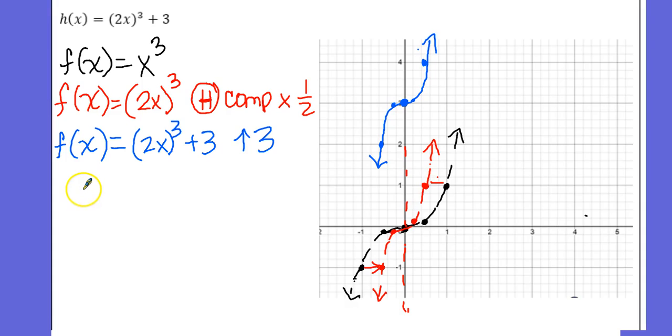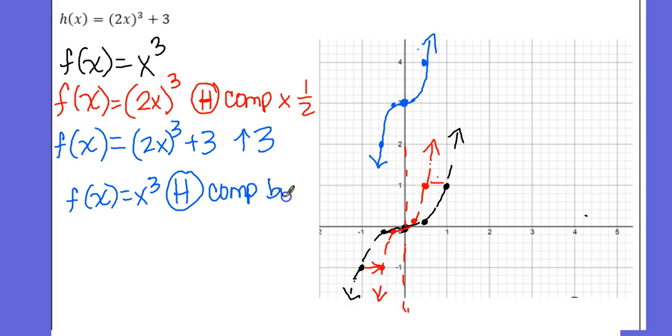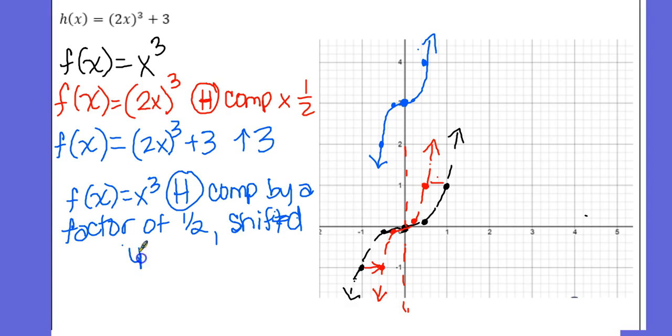Okay, so description, f of x equals x cubed, was first horizontally compressed by a factor of half. You got it. And then shifted up 3. I got to fix that so it says the right thing.